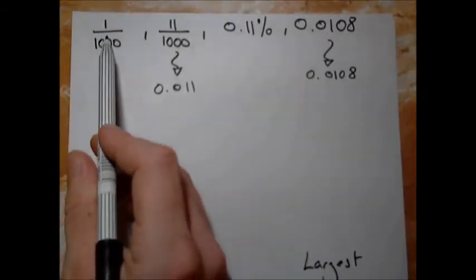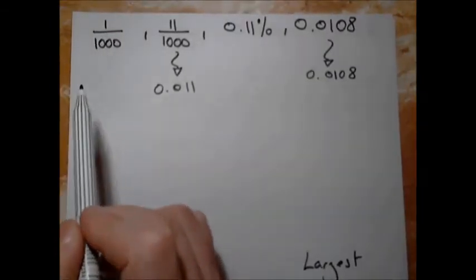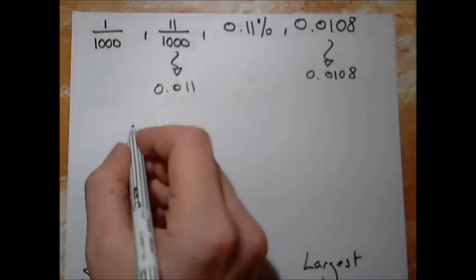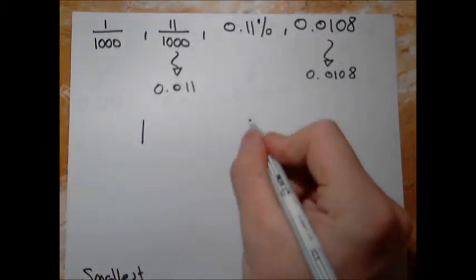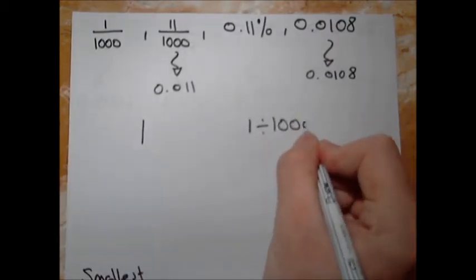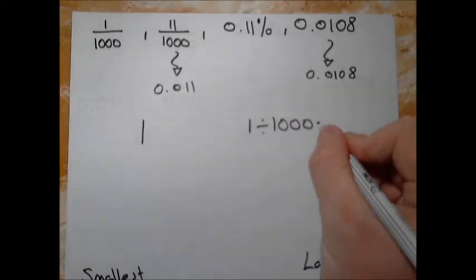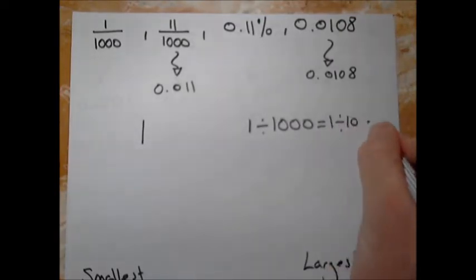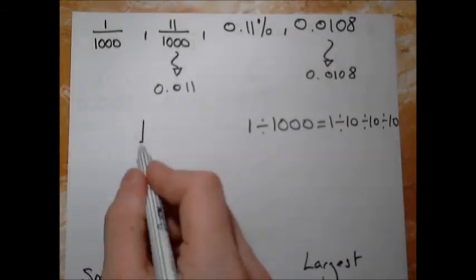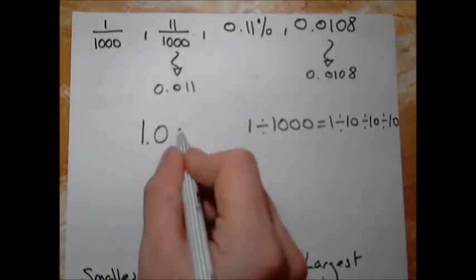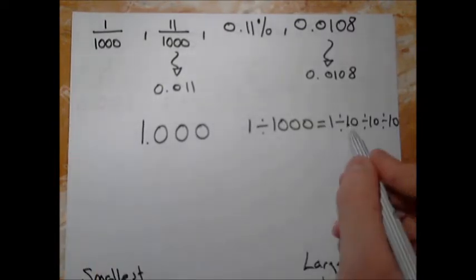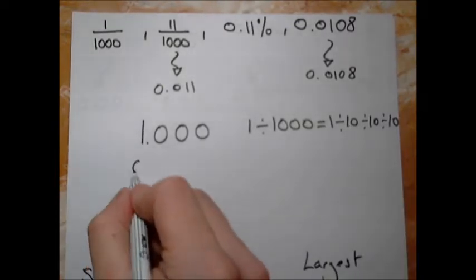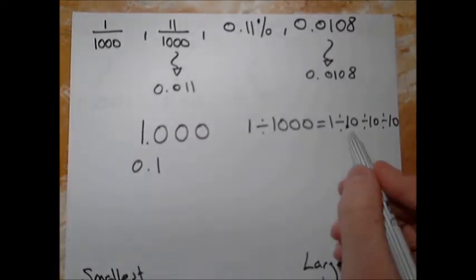So this says 1 divided by 1,000, our thousandth. So let's try and use our mind here. So I'm going to put 1 and say 1 divided by 1,000. Well, that's the same as saying 1 divided by 10 divided by 10 divided by 10. So I've got a 1 here. I'm going to put some zeros. It makes it a bit easier for us to see what's happening. So to divide it by 10, let's do the first one. 1 divided by 10 becomes 0.1. So we divide it by 10 once.